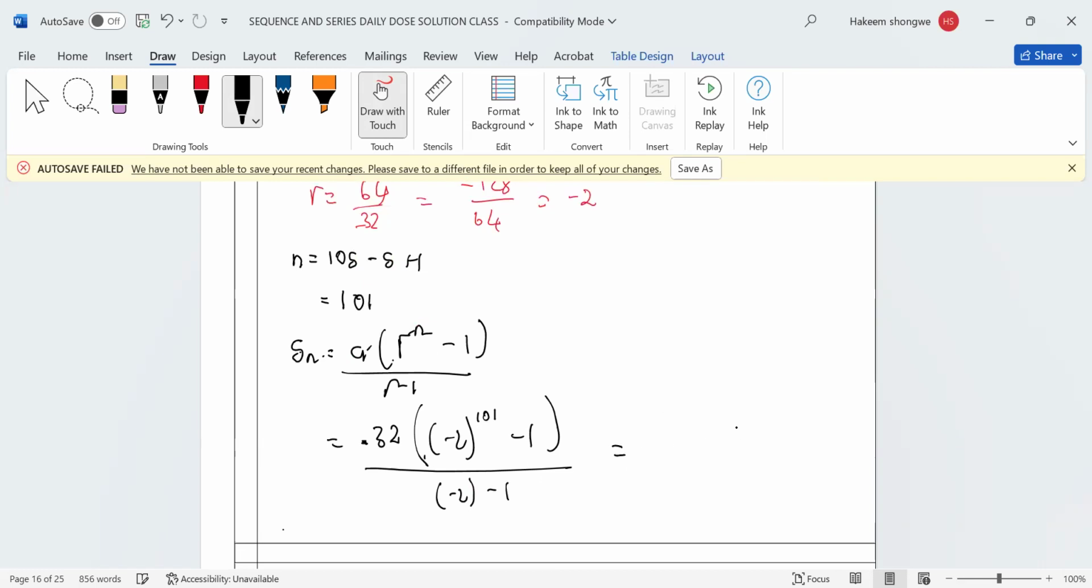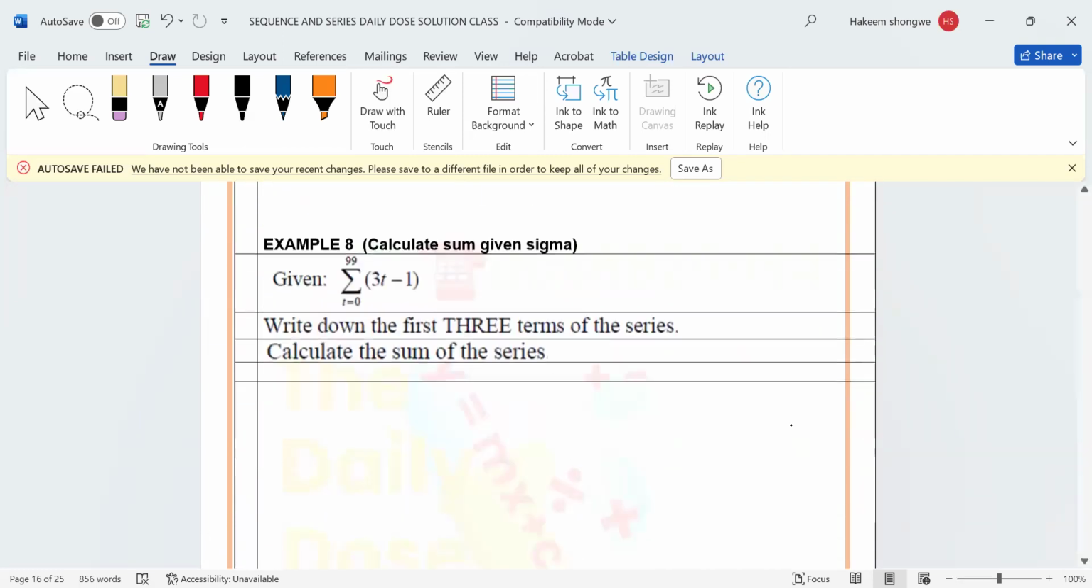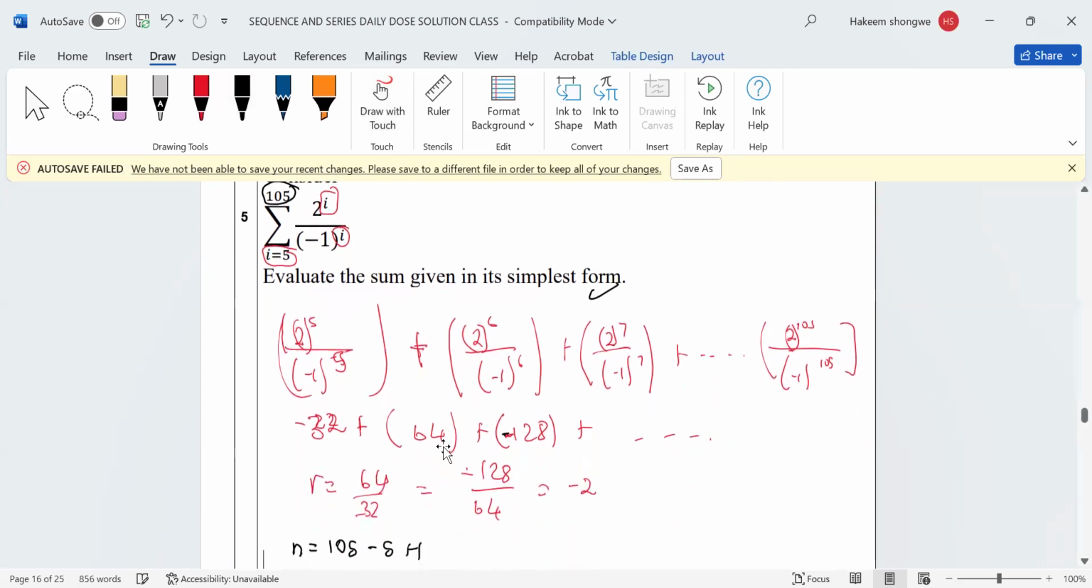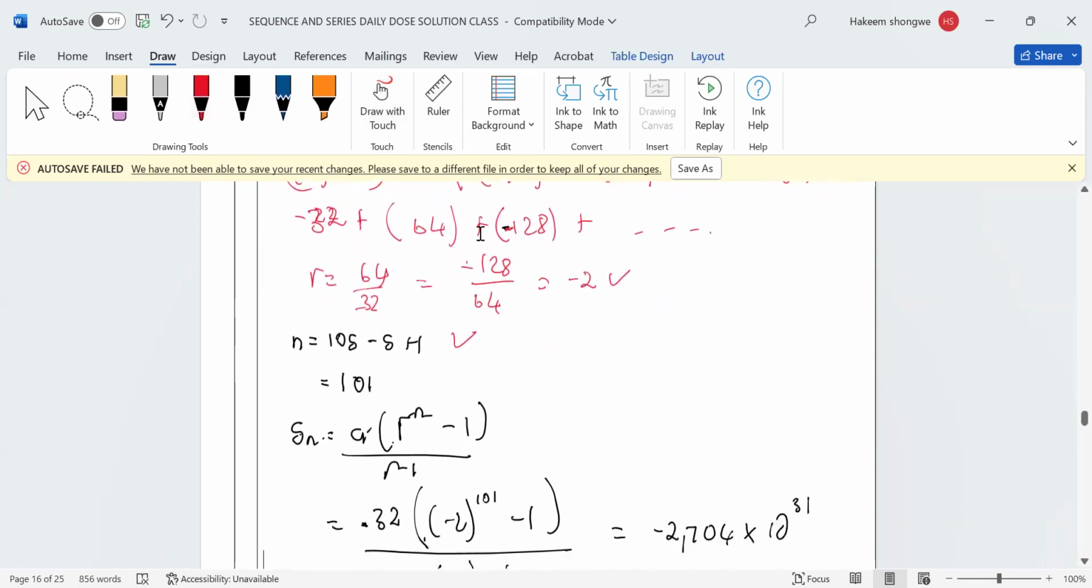Okay, if you simplify this, what do you get? Minus 2,704 times 10 to the power 81. Okay, this is how we do it. There's a mark for expanding. There's a mark for identifying what kind of series it is. There's a mark for calculating n. There's a mark for substituting in the formula. And then there's a mark for the final answer.